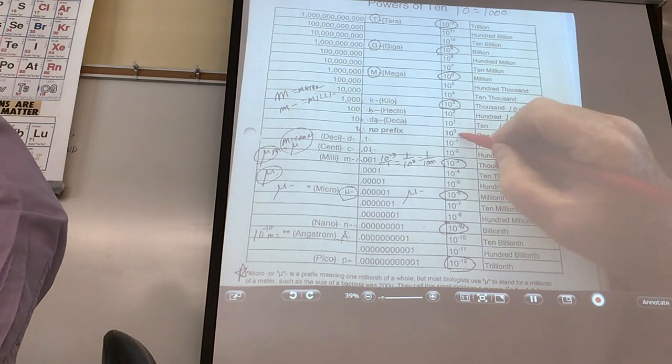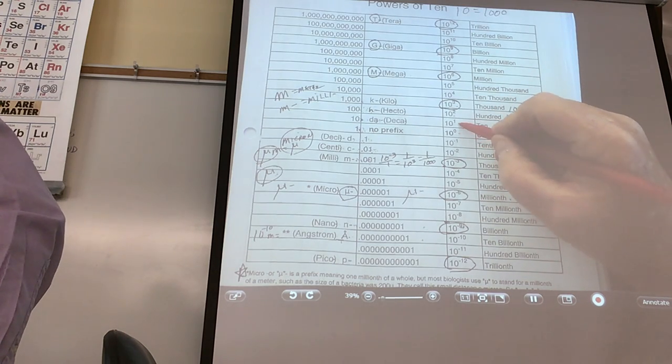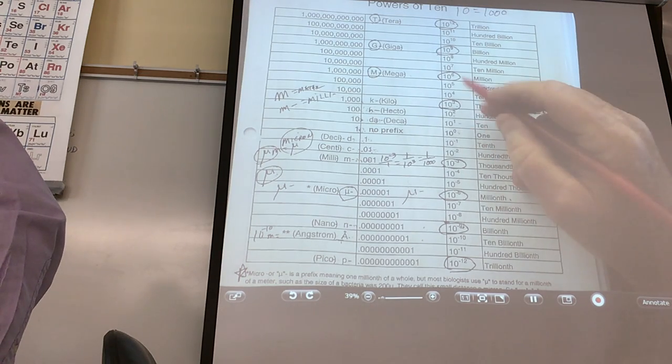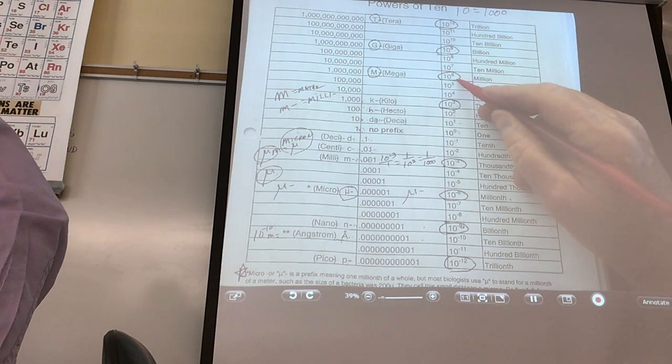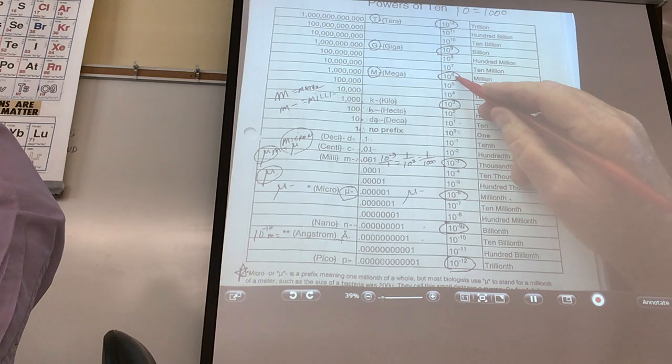Ready? Max, how many of these does it take to make one of those? 10. How many of these make one of those? 100. How many of these to make one of those? And there's 6 powers of 10. How many of these to make one of those? Do you know what 10 to the 6th is? Million. Yes. Watch this now.